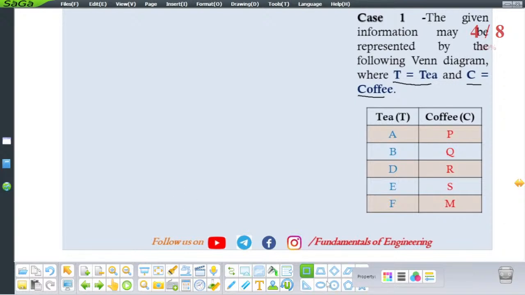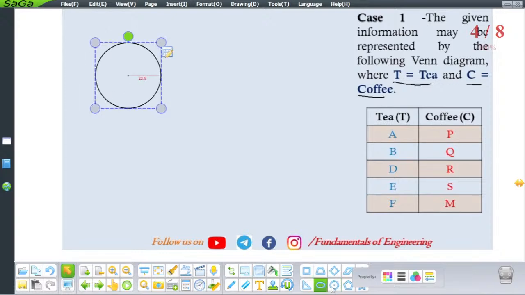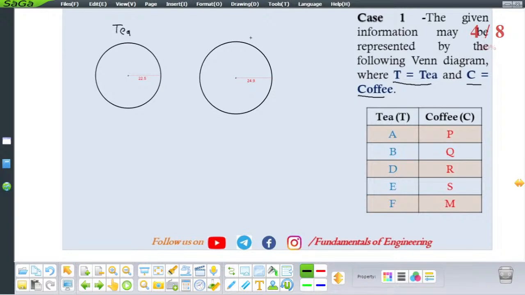Now we have to draw two different circles, because there is no similarity between these two. So these are the two circles. One circle represents the persons who like tea, and the second circle represents the persons who like to drink coffee. You can see there is no similar name between these two columns.